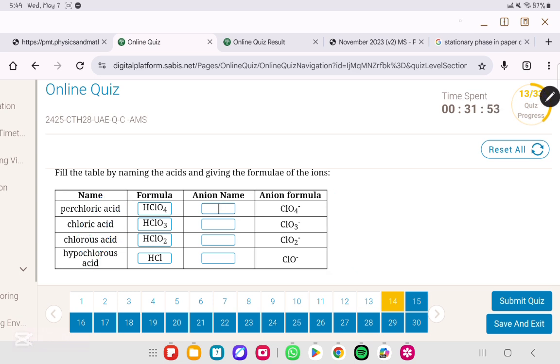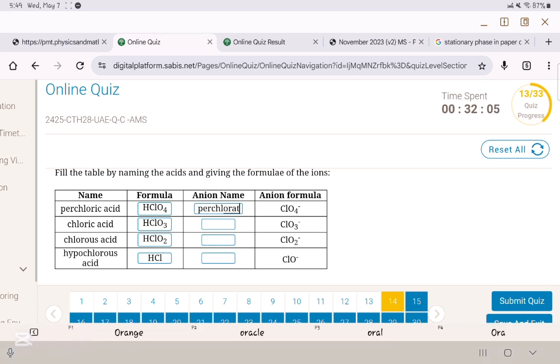So you could do it in this way or another way. You will see if it's chloric acid, you will replace the ic acid by ate, so it will be perchlorate, and then chlorate, whereas if it has chlorous acid, then you will change it into chlorite. And HCl will become chloride, okay, and very simply hypochlorite.